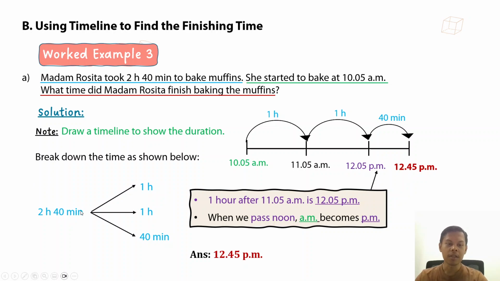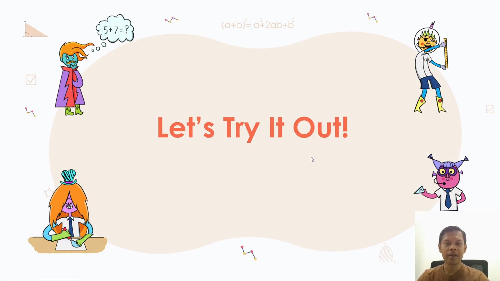All right, so things that you need to take note here is that 1 hour after 11:05 a.m. is 12 p.m. Look at the words here. Look at the letter here. It is changing from a.m. to p.m. When we pass noon, a.m. becomes p.m. Okay, so did you get the answer? 12:45? Very good. All right, now let's try it out.